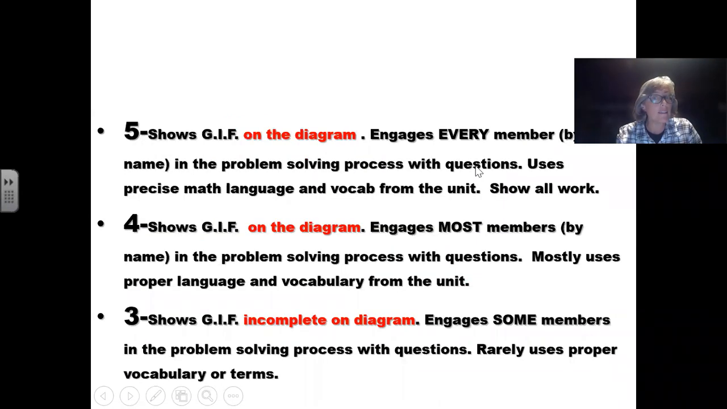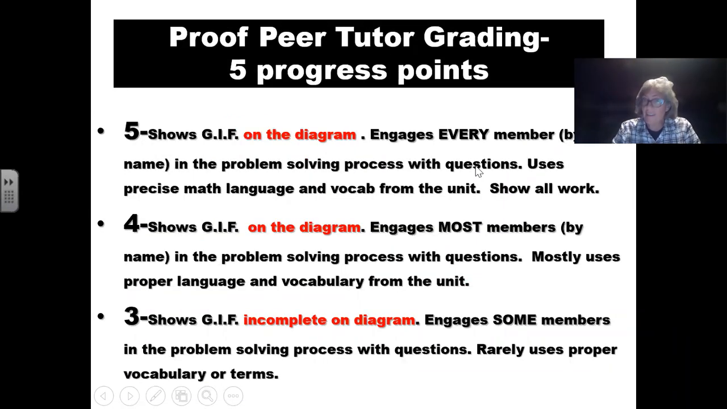I am grading your peer tutoring. I'm just going to read what 5 looks like, 5 out of 5. This is going to be an exit ticket score. Your job is to show given, implied, freebies on the diagram. Engage every member by name in the problem-solving process with questions. Use precise math language from the vocabulary of the unit and show all your work. I'm going to give you 10 seconds quietly to read what a 4 and a 3 might look like. You can imply what a 2 or a 1 would be.